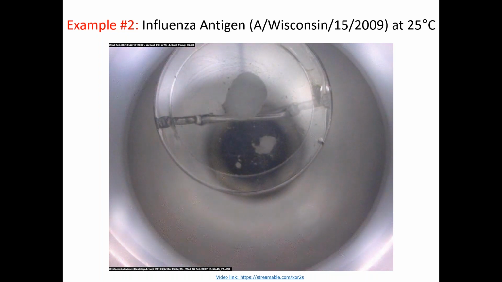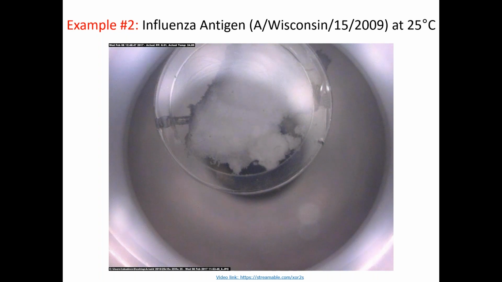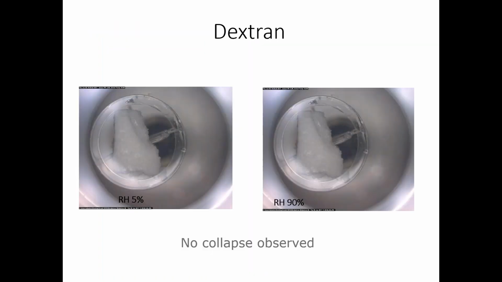So not a very stable material, okay? And we'll press on again. This is dextran. Dextran was very stable, and between 0 and 90%, there was no collapse observed at all. It was stable at all humidities. So it's a very stable, simple freeze-dry system.